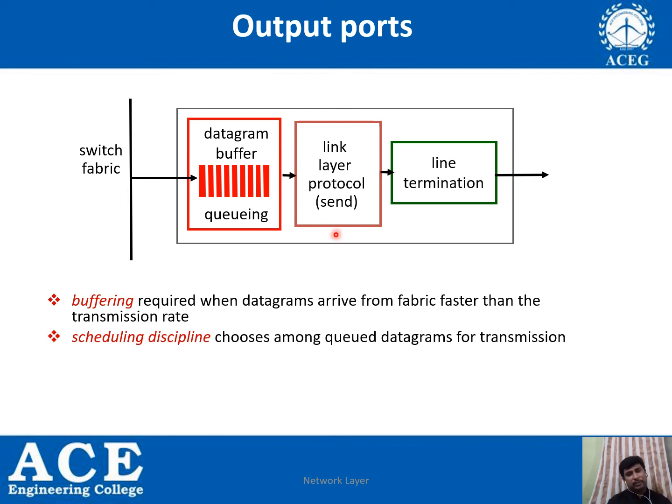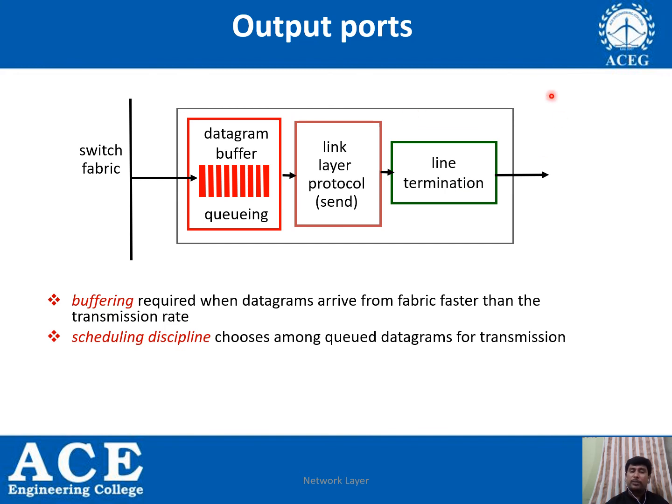Okay, the second one is link layer protocol. The functionality is similar to what we have heard in the input ports, so it will be trying to bring a compatibility with the link that is used at the other end. And the third one, the line termination. The line termination at the input port is trying to connect to the sender or the router from which you are receiving the datagram.